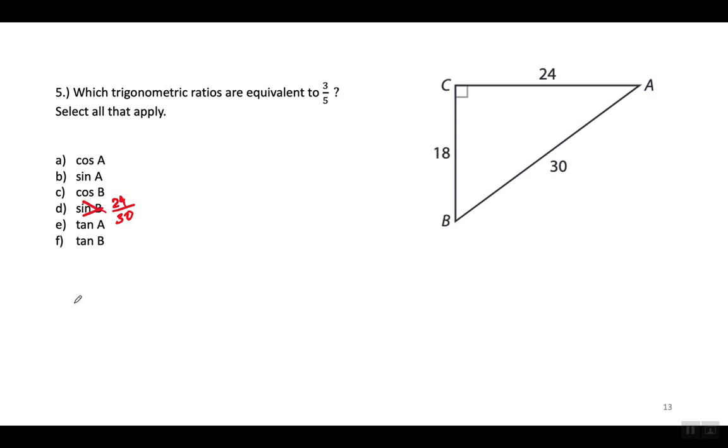which is wrong. How about tangent of A? Tangent is opposite over adjacent. Tangent of A would be 18 over 24. So that doesn't work. That's wrong. How about tangent of B? The tangent of angle B would be the opposite side over the adjacent, 24 over 18. That doesn't work. All right? So for this one, the correct answers are B and C only.